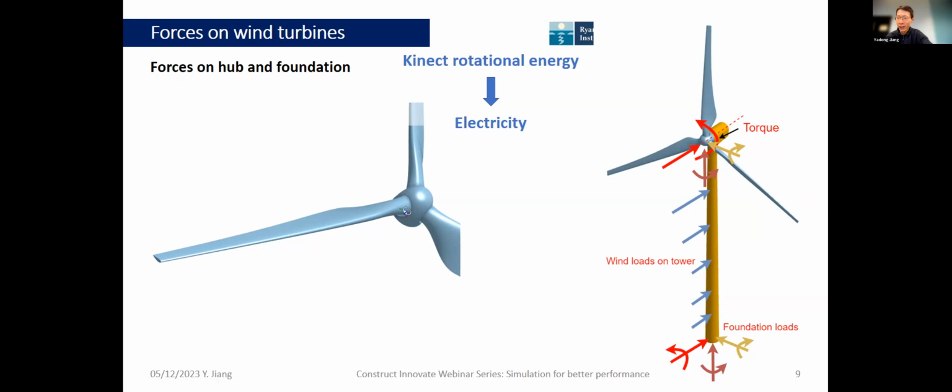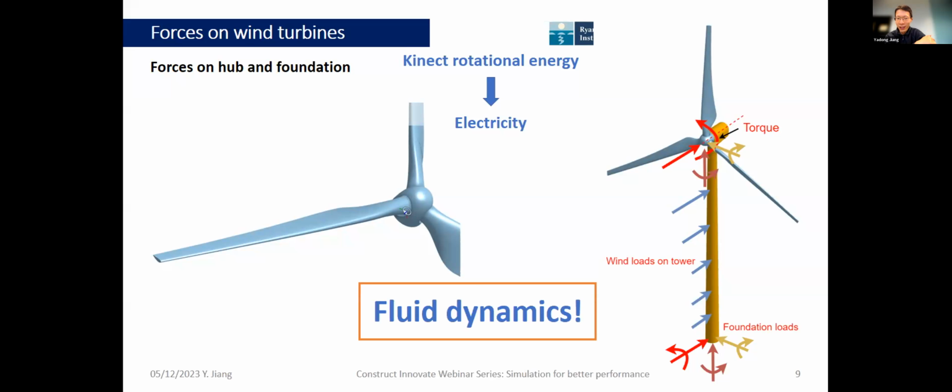And of course, besides the torque generated around the hub, there are other forces in other directions, like the thrust, yaw torque, and so on. These forces are all acting on the hub of the rotor. And together with the wind loads acting on the tower, all the forces will be transferred to the foundation. So you can see that the forces on wind turbines are quite complex because it's fluid dynamics and it's quite complex.